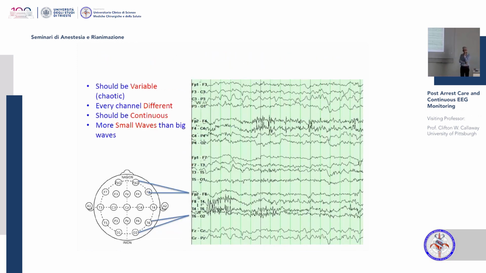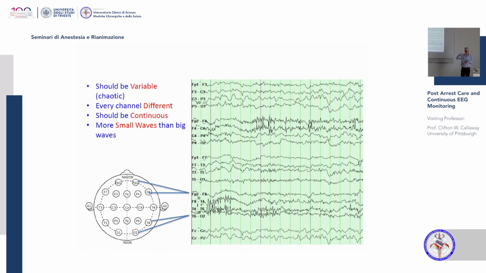And what would you want your cortex to do? What do I hope your cortex is doing now? I hope it's processing information. I hope all the different brain parts are doing their job. They're doing different things. The left part of your brain's doing something. The right part's doing something different. The front is doing something different than the back. It should be different in all the leads. And it shouldn't be the same thing.